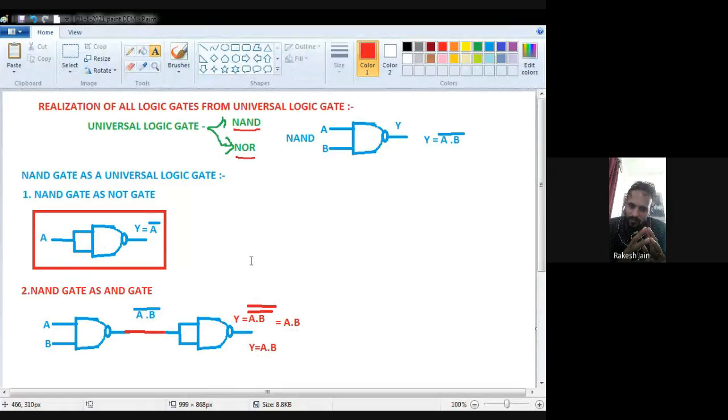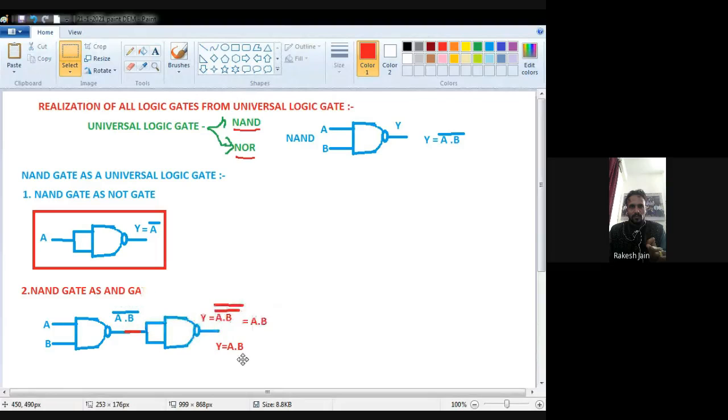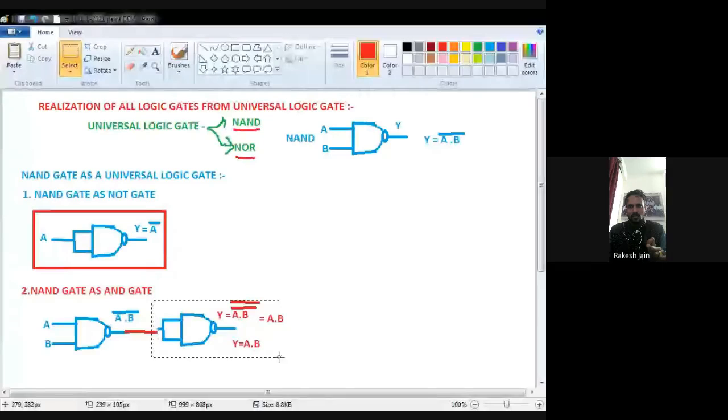AND gate means, if A and B are two inputs, then Y is equal to A dot B. And here we cannot use an AND gate, we use only the NAND gate. The first gate is also a NAND symbol, the second gate is also a NAND symbol, but the output is now Y is equal to A dot B, and it is the equation of the AND gate. So now the NAND gate behaves as an AND gate. We realize the AND gate with the help of the NAND gate. Okay, so this is the realization of the NAND gate as an AND gate.